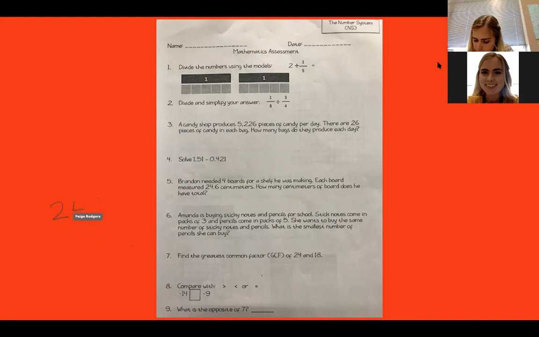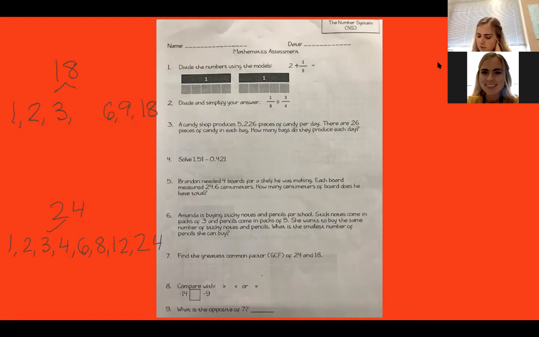Factors of 24 would be 1 and 24, 2 times 12, 3 times 8, and 4 times 6. Those all give me 24. Factors of 18, let's list them. 1 times 18 gives me 18. 2 times 9 gives me 18. 3 times 6 gives me 18. 4 times something doesn't give me 18, or 5. And then we get back up to 6. So those are the factors of 18.